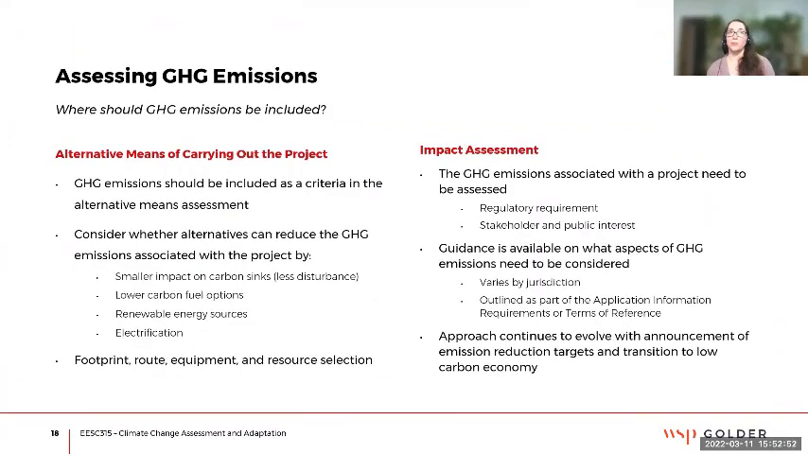Where should you look at including your GHG emissions when you're doing your assessment? You need, as I mentioned earlier, the alternate means of carrying out the project. So when you are considering different alternate routes, whether you're considering different equipment, you want to look for ones that have the lowest greenhouse gas emissions associated with them that are reasonably possible. So maybe you're picking a highway route that's not going through a wetland. Maybe you're picking a route for a pipeline that's shorter. Things like that to look at in terms of the alternate means. And there's a number of different ways that you can do it. But again, it's just making and documenting that informed decision.